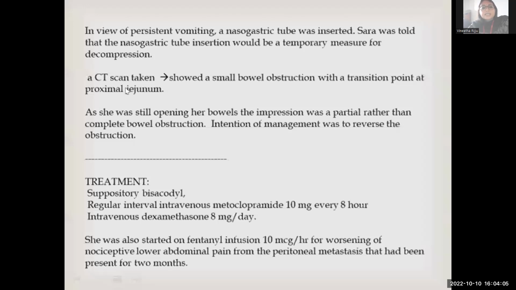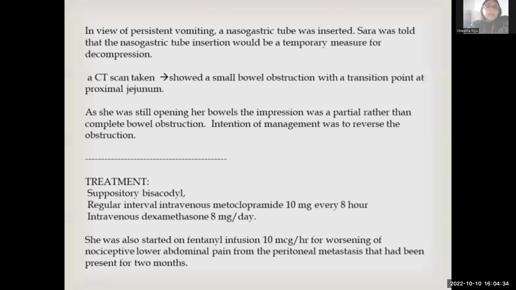See? Now, a CT scan taken showed the small bowel obstruction, but you were able to understand even before the CT was taken that it was a small bowel obstruction, isn't it? So, as she was still opening her bowels, the impression was a partial rather than a complete bowel obstruction. So, she was having a partial obstruction, right? Because she was still passing small amount of stools.